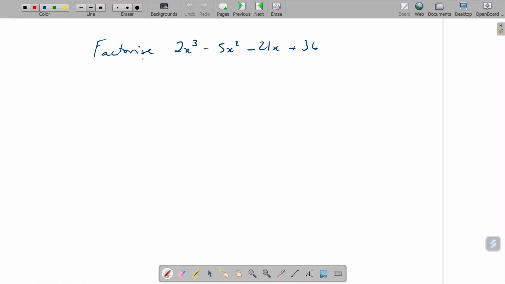Okay, factorize this crazy thing. We don't know how to factorize this thing initially. 36 has got many factors for us to try. It's not a great option. The presence of the 2 over here is not great. So what we're going to do is say, let this thing equal y.